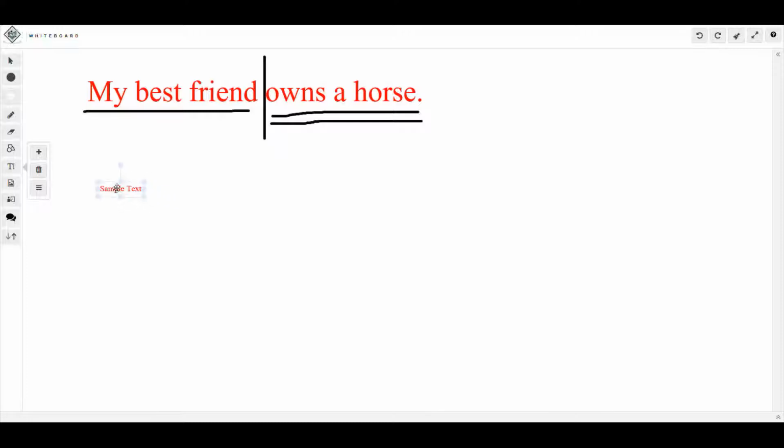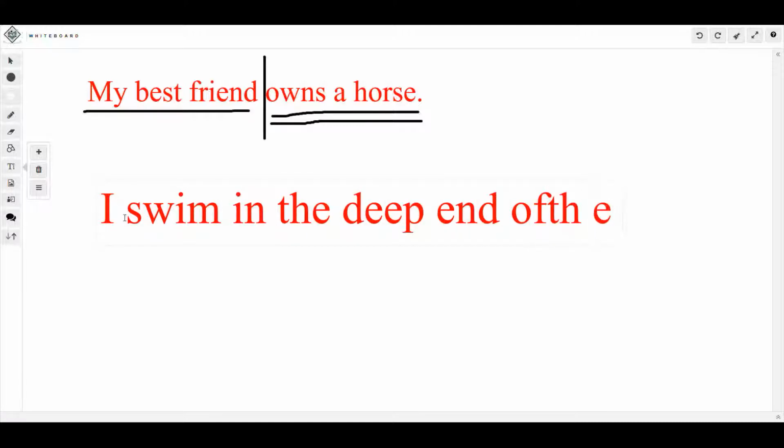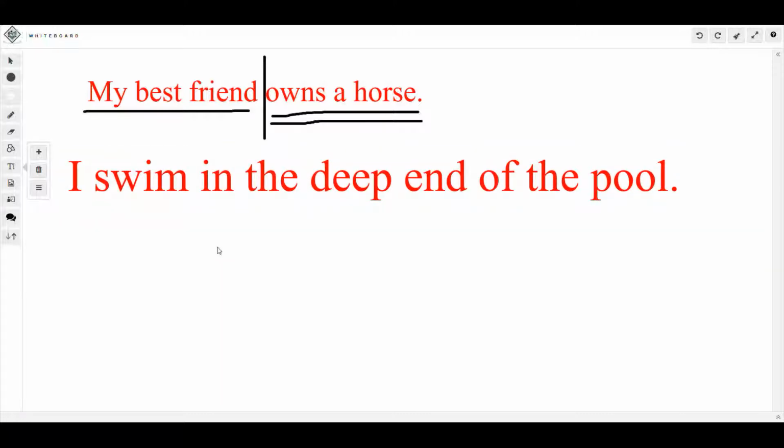Let's pull this over here. Okay, so here's our next sentence. And it says, I swim in the deep end of the pool. There's our sentence right there. All right, so let's look at this. What's the complete subject and the complete predicate? And then we need to draw a line between there.